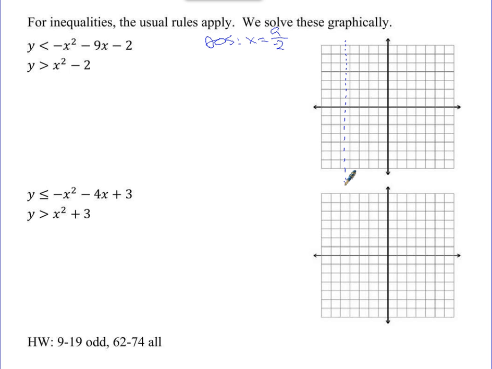Set up your table, x and y. You have to choose the vertex, negative 9 halves. And then you have to also choose some other easy numbers, hopefully, to the left or to the right of the axis of symmetry. For me, I'm going to pick what? 0. I got negative 9 halves here. How about negative 4, negative 3, negative 2? By the way, I do know another ordered pair right now.